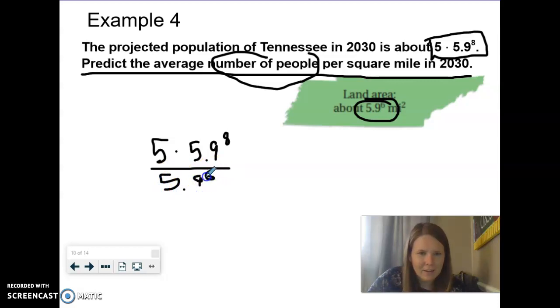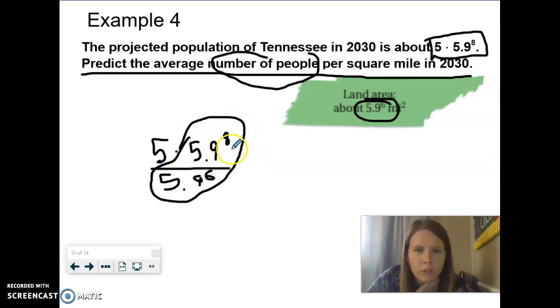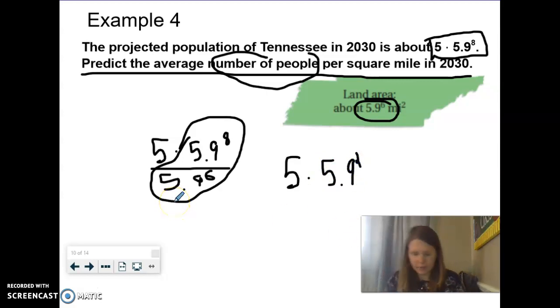to the 6. Now, this 5 and 5.9 are not the same base, so I cannot combine them together. What I can do, though, is these are both 5.9, so I can use this quotient rule and subtract my exponents here. This 5 is just going to be left out to the side. I'm going to simplify just this part. So really, I'm going to be left with 5 times 5.9 squared. So I'm going to figure out what is 5.9 squared, and then I'm going to multiply by 5. Because this time I actually want the answer. It didn't say leave it in exponent form.